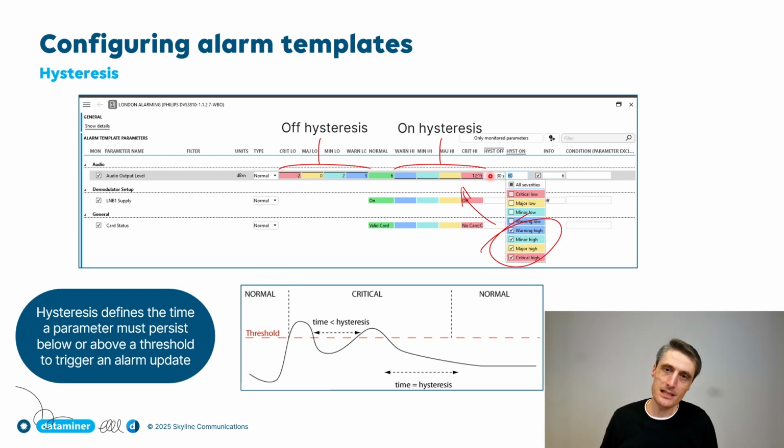The off hysteresis is defining a delay on when the alarm should be cleared. And that's the example we have here at the bottom. Over time, my signal level is increasing and decreasing.